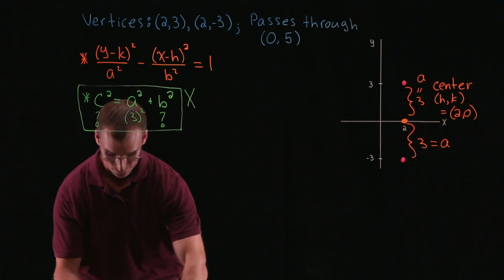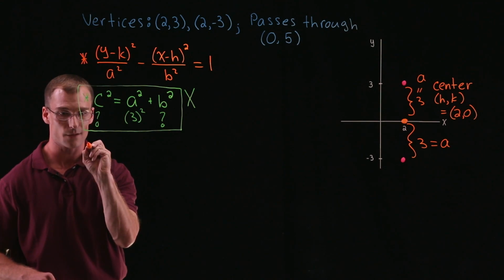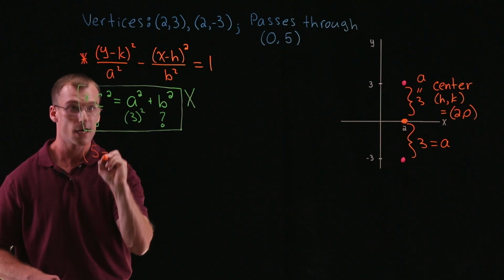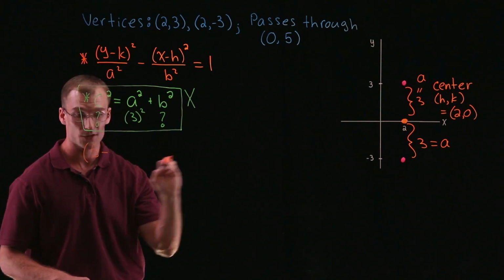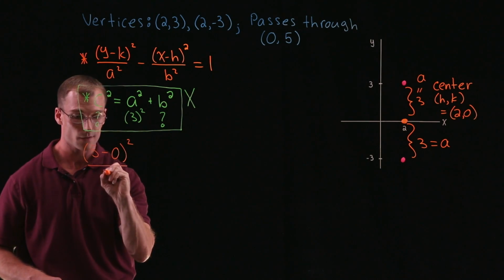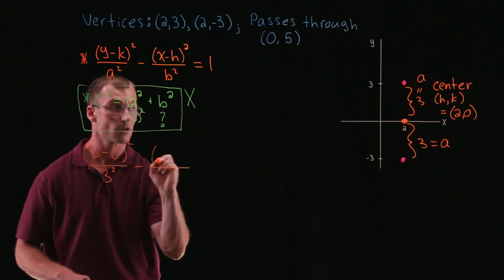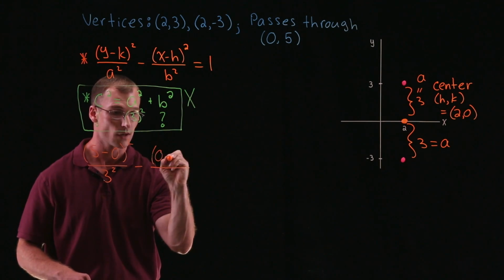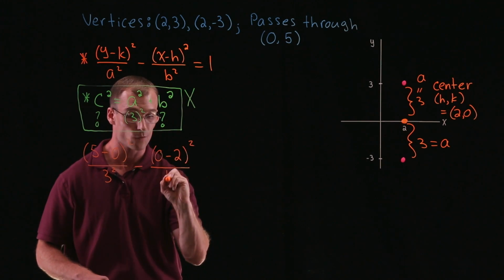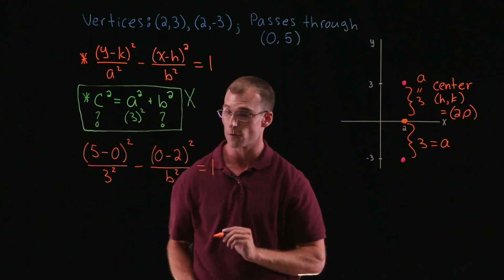So in the standard form of our equation, plugging things together, we're taking as y the y value from our point, which is 5, minus k, the y value from our center, which is 0, quantity squared over a squared, or 3 squared, and then minus x minus h, so the x value from our point, 0, minus h, the x value from our center, 2, quantity squared over the unknown b squared, and that's equal to 1. So with this equation, we can solve for b.